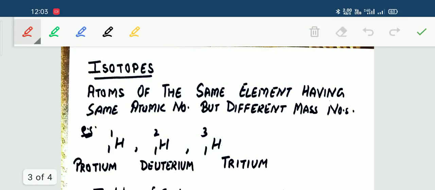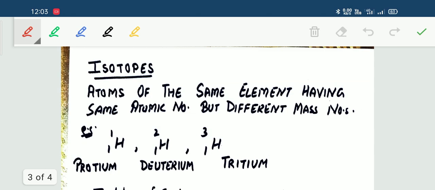Next, we have isotopes and isobars. First of all, let's begin with isotopes. The question is, what do you mean by isotopes? Give examples. Isotopes are atoms of the same element having the same atomic number but different mass numbers.